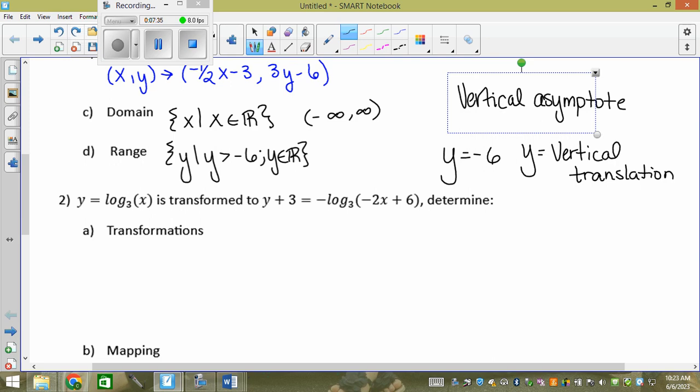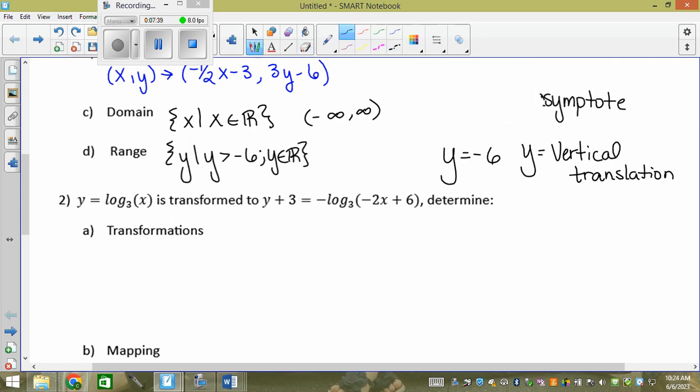Oh, horizontal. Typo. Verticals on logs. Oops, horizontal. And so it's greater than -6, so it's round bracket -6 to infinity.